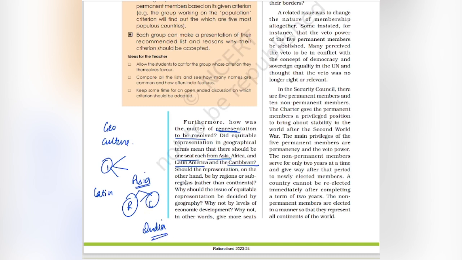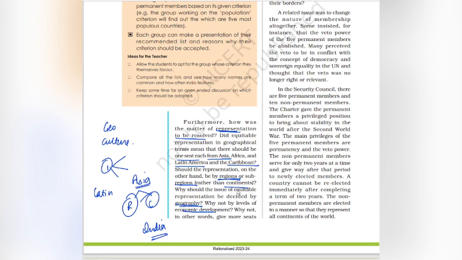Should the representation, on the other hand, be by the regions or the sub-regions rather than continents? If you are not talking about continents, then do you want equitable representation from the regions, right? Why should the issue of equitable representation be decided by geography? And why is geography particularly the concern? Why not by levels of economic development? Why are you not considering the economic? These are all the issues.